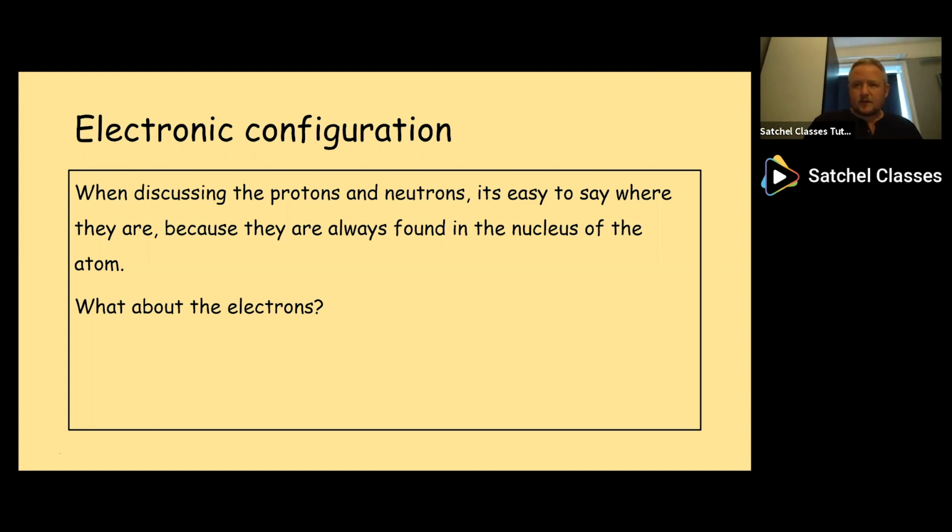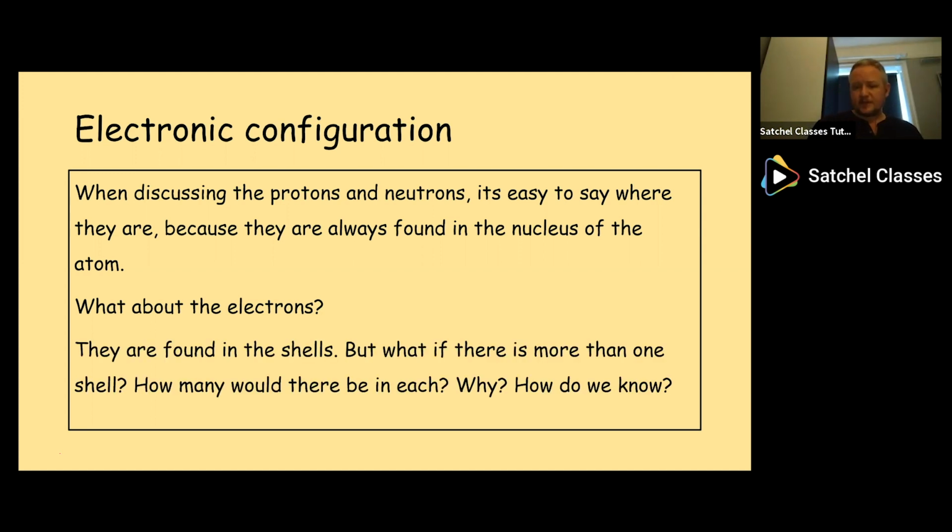But the electrons, they can have different locations based on how many of them there are around the atom. And we can give them a kind of address system, a bit like we have addresses for our houses. And we call this addressing system the electronic configuration. The electrons are found in shells. What if there's more than one shell? How many would there be in each? Why? How do we know?